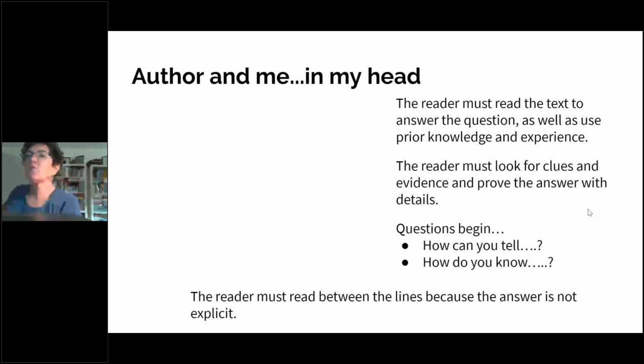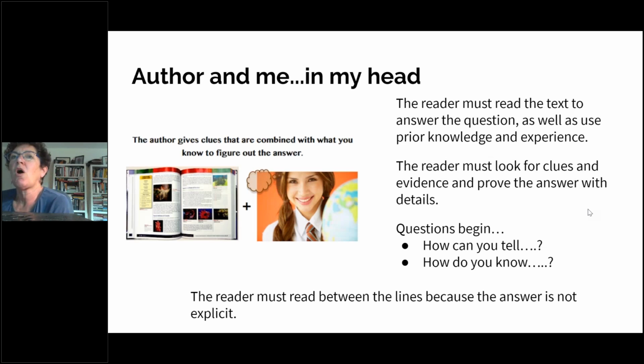And the kinds of questions that we are talking about are what we call author and me. These are questions where the question is asking me to take some information from the text and put together with it something that I know.